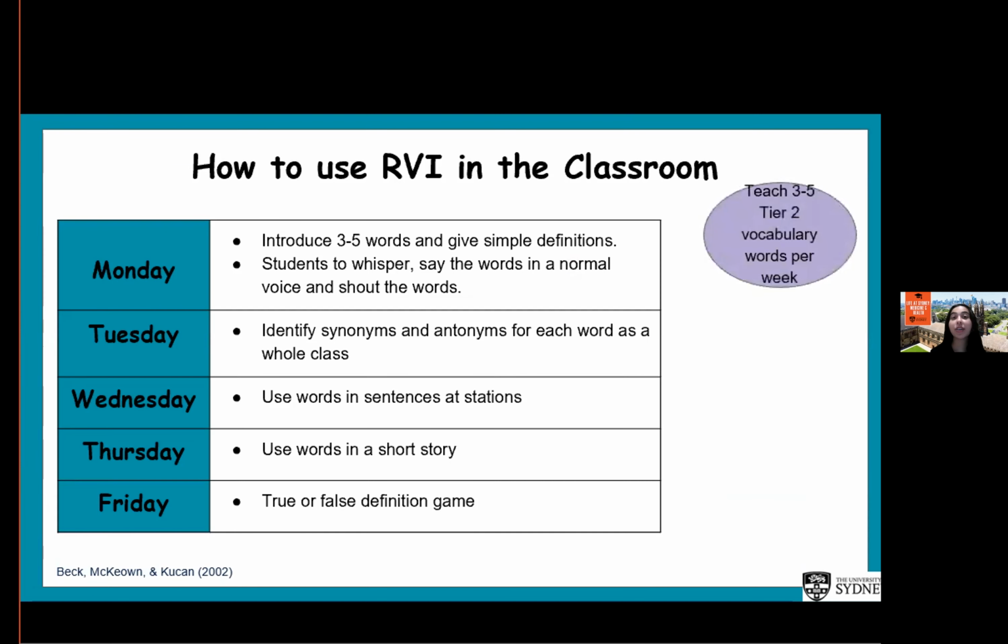Research shows that teaching 3 to 5 words a week is appropriate for primary school age students. However, this can be increased to 2 to 3 words per day based upon time and what else is going on in the classroom that week.